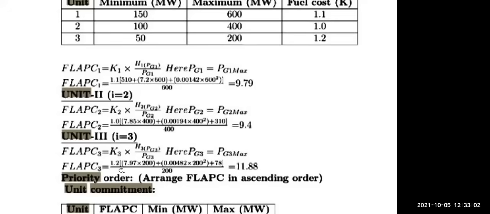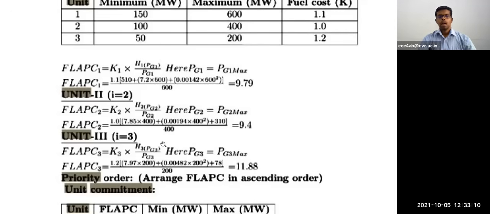So FLAPC 3 is equal to, whatever K3 you are getting as 1.2, you need to substitute, and PG3 is already given in the problem as 200 megawatt. So 200 megawatt you need to substitute. So after further substitution and simplification, we are getting 11.88. I hope similarly you are also doing the problem in your notes.